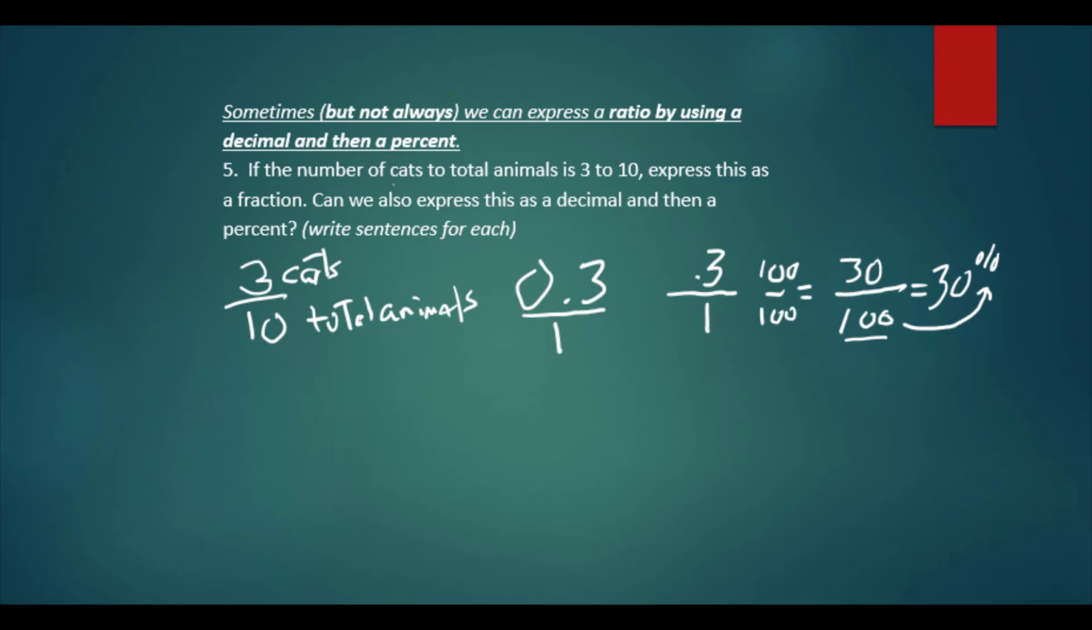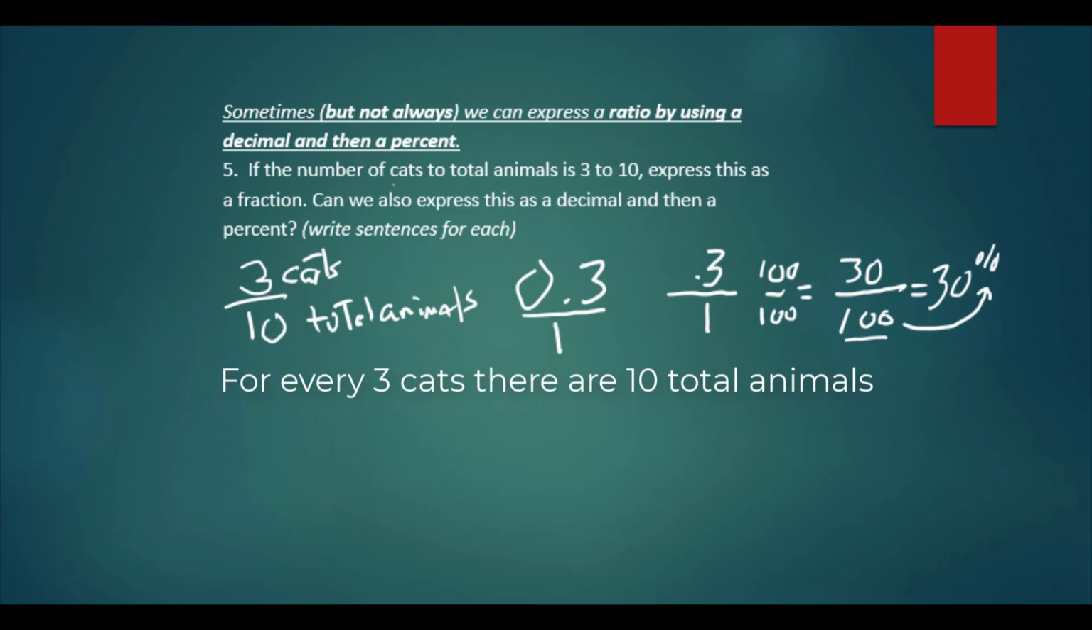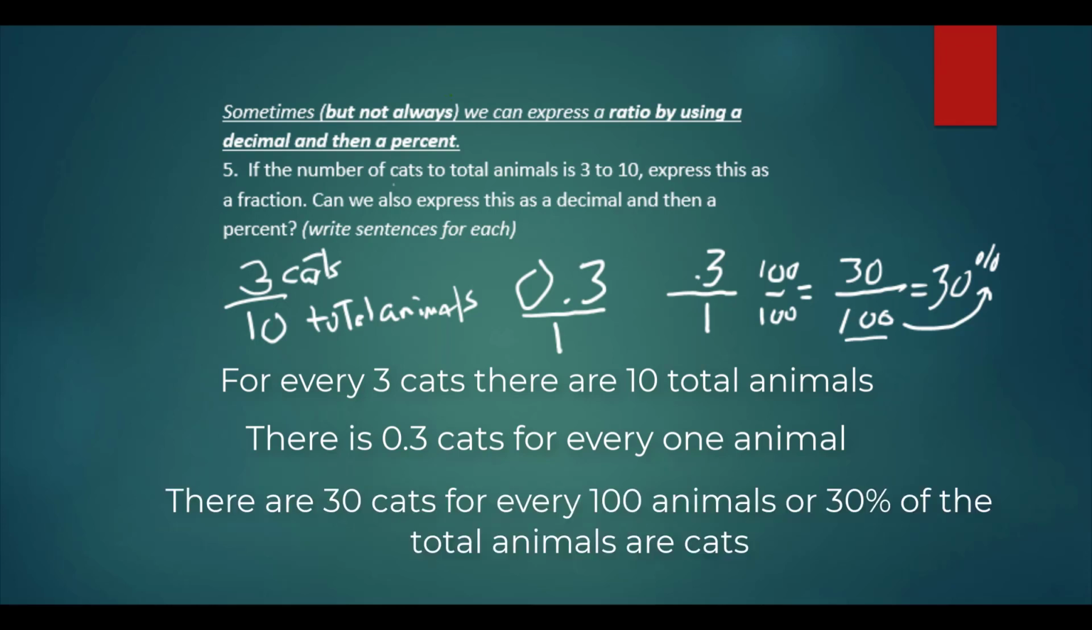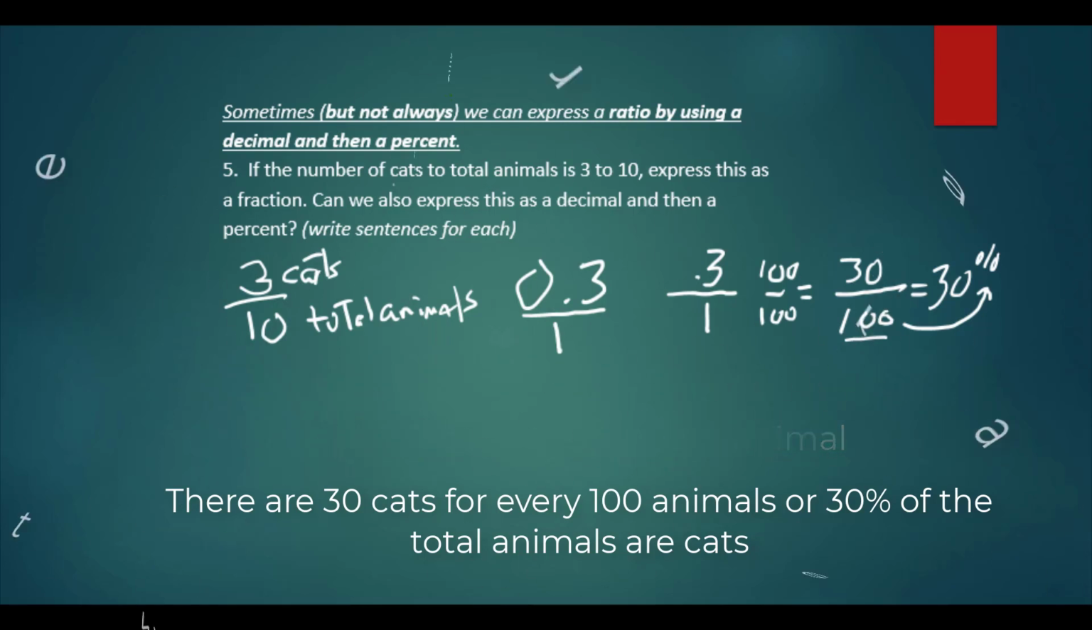So now we're going to write each of them in sentences. So for the first one, we can say for every 3 cats, there are 10 total animals. For the second one, for the decimal, we can say there are 0.3 cats for every 1 animal. And on the third one, we can say there are 30 cats per every 100 total animals, or that cats represent 30% of the total animals.